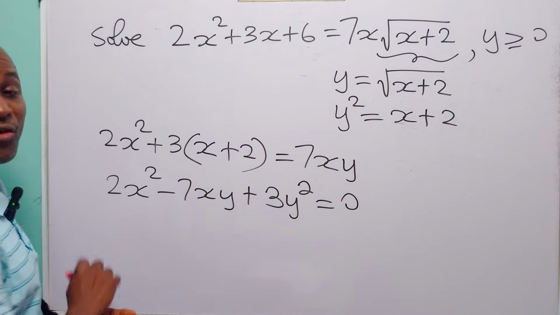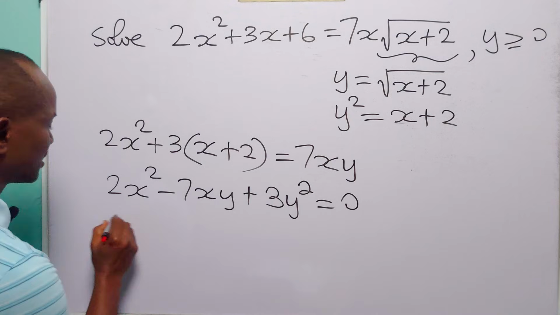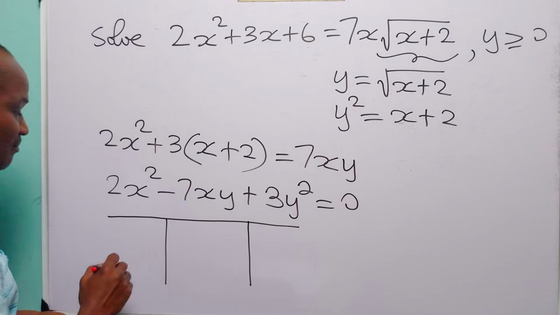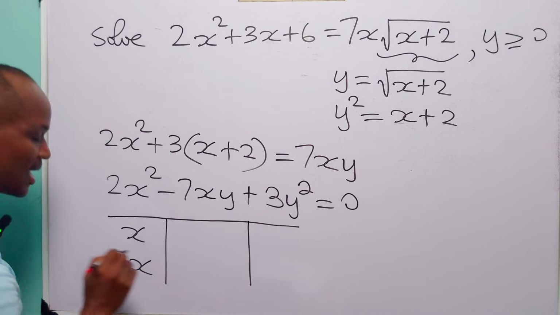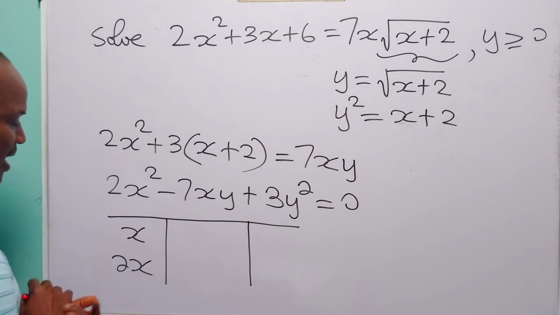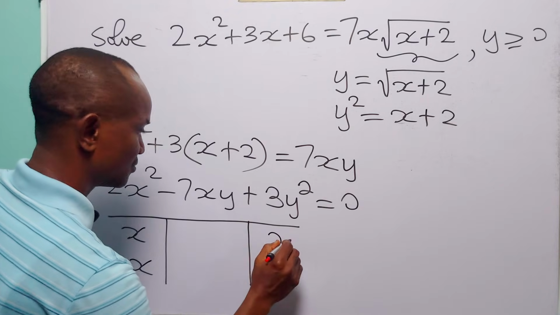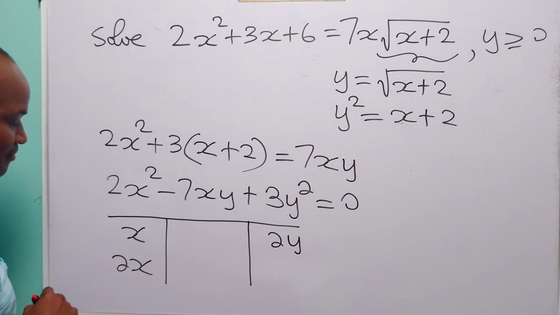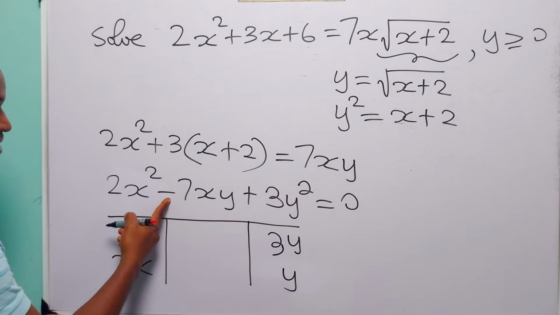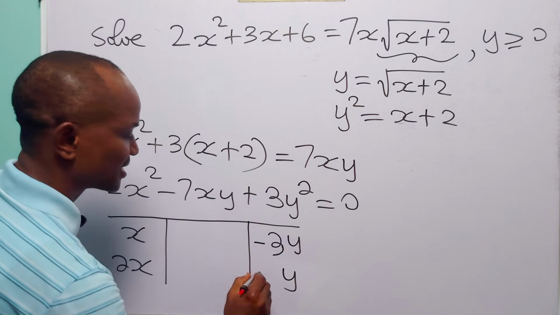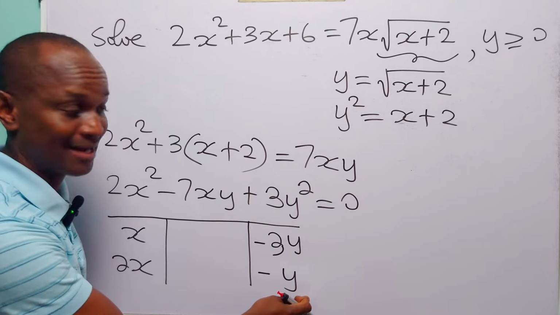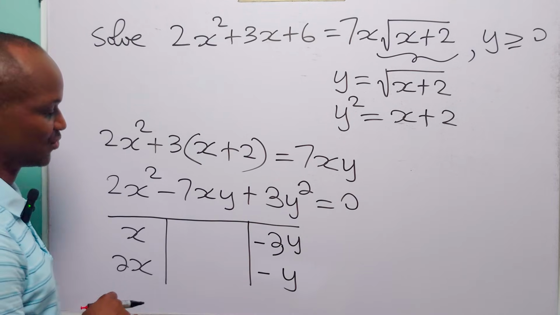And of course, you know that we can factorize this equation. Let us use the table method. Now, what are the factors of 2x squared? They are x and 2x. And what are the factors of 3y squared? Now we have minus 7xy. So let this be 3y, and then let this be y. But since this is negative, then let this be minus 3y and let this be minus y. Because of course, you know that minus 3y multiplied by minus y is going to give us plus 3y squared.